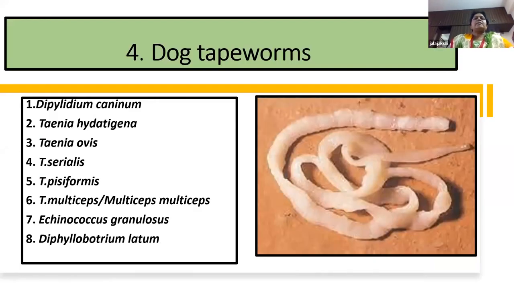We will discuss dog tapeworms. Dipylidium caninum, Taenia hydatigena, Taenia ovis, Taenia serialis, Taenia pisiformis, Taenia multiceps, Echinococcus granulosus, and Diphyllobothrium latum are the common dog tapeworms. These dogs act as definitive host, but our small ruminants like sheep and goats act as intermediate host. So infections with adult stages are not very harmful to the dogs, but they are more harmful to our ruminants. Of all these, Taenia multiceps, ovis, Echinococcus granulosus and hydatigena cause serious conditions in our ruminants. So I will discuss in detail some of these important tapeworms.